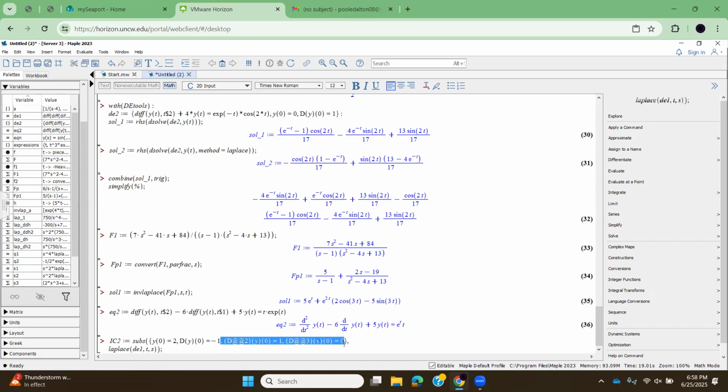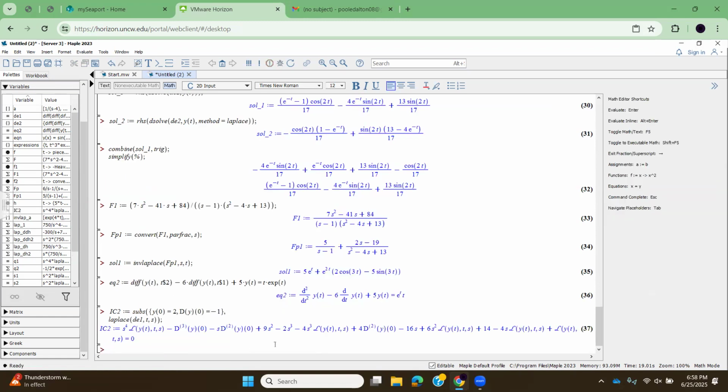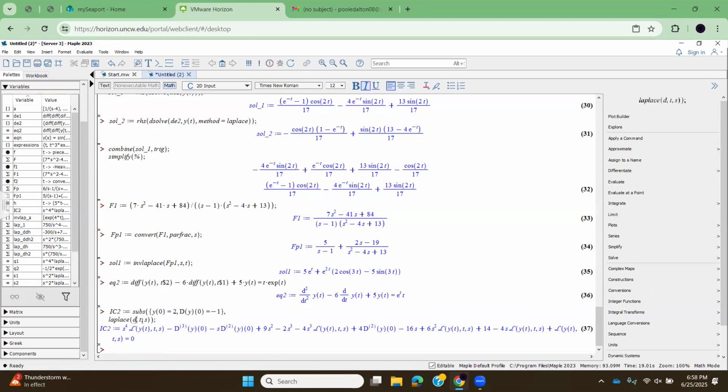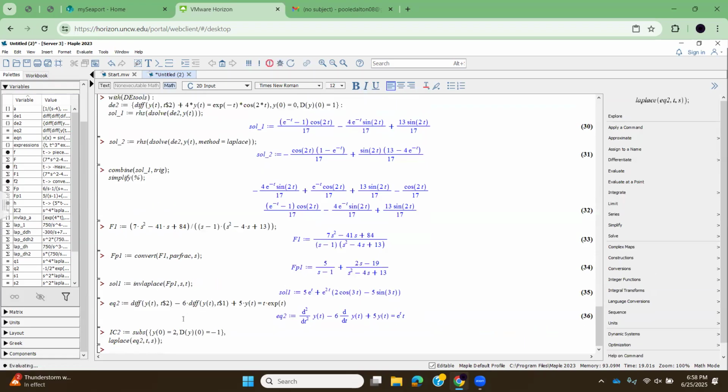Get rid of it. Boom. And that comma Laplace is going to do what we need. Hit enter. Oh, hold on a second. We're not using del. We're using EQ2. There we go.